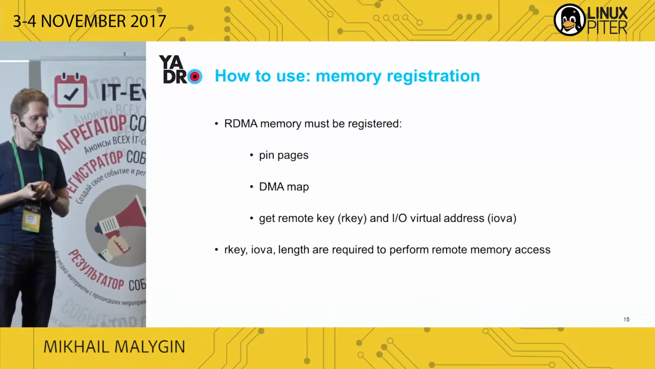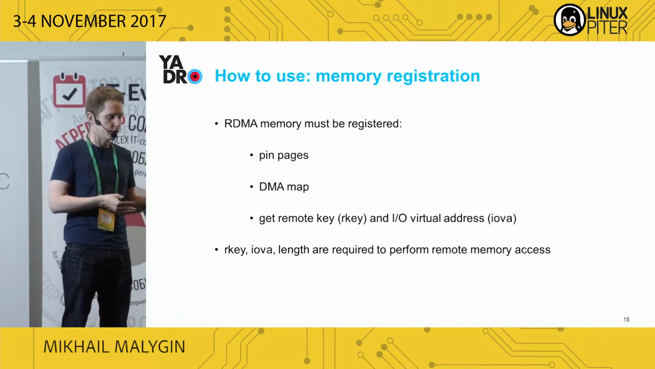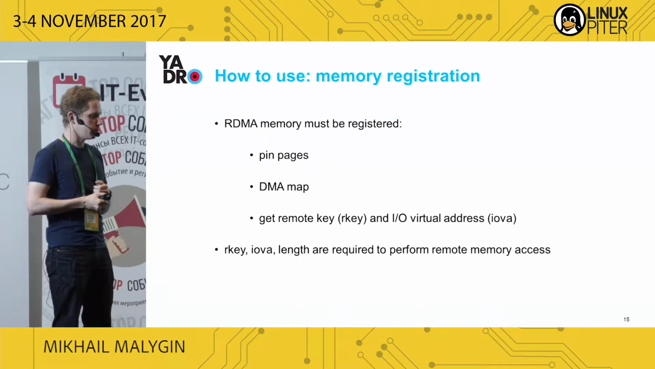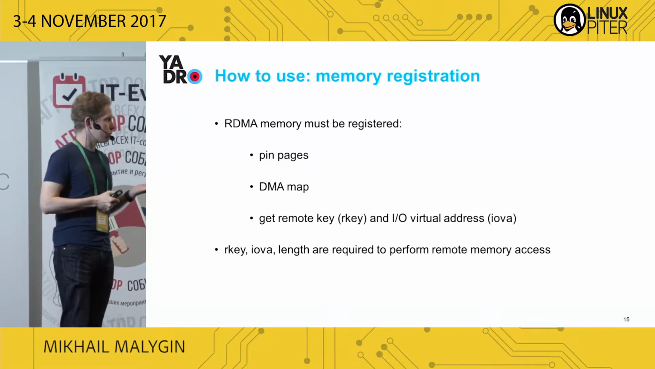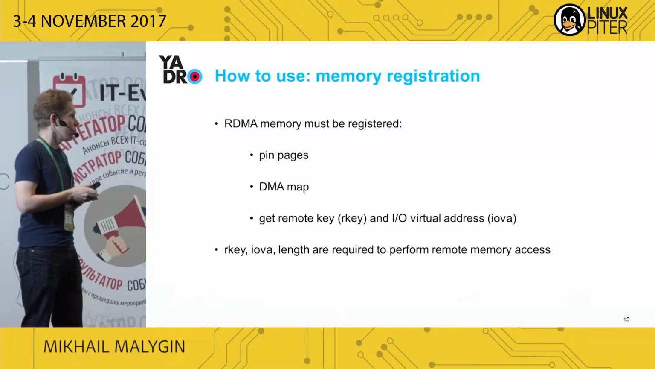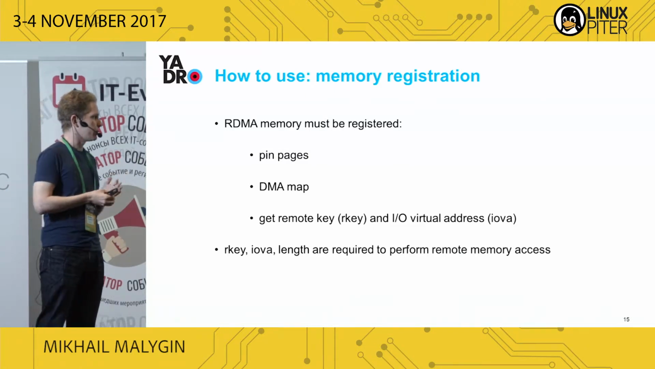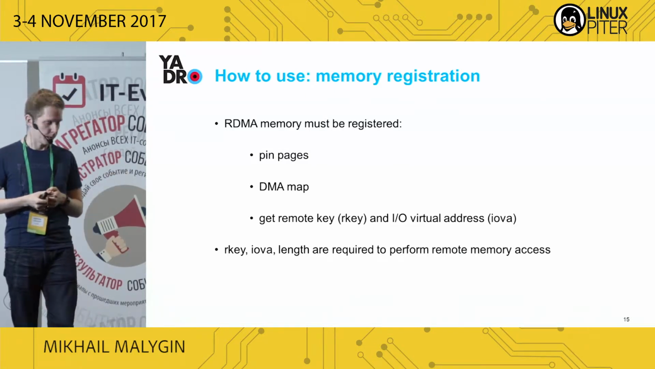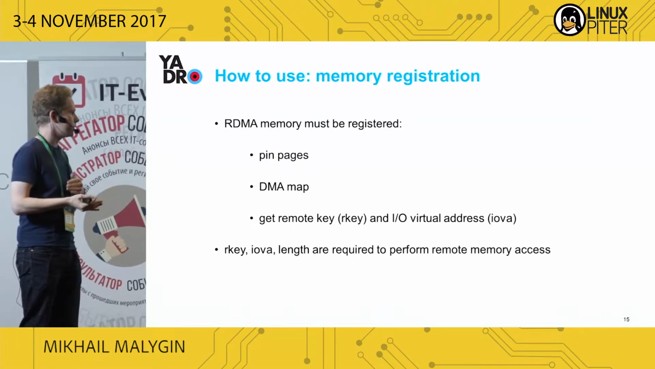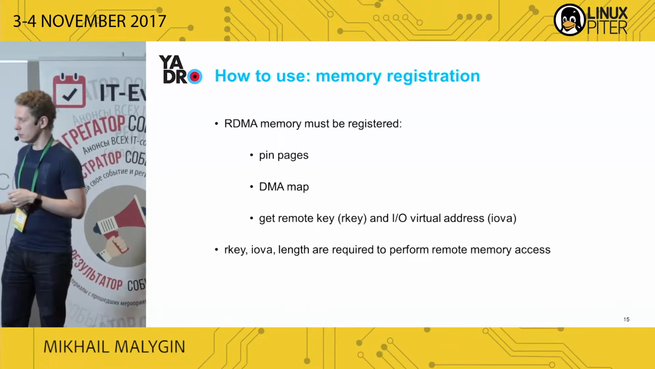In order to read foreign memory, we need to be able to register it. So the operating system will be informed that this memory can be read without the processor. The kernel will pin pages, map them for DMA, and provide a remote key which will allow another host to communicate with this memory.